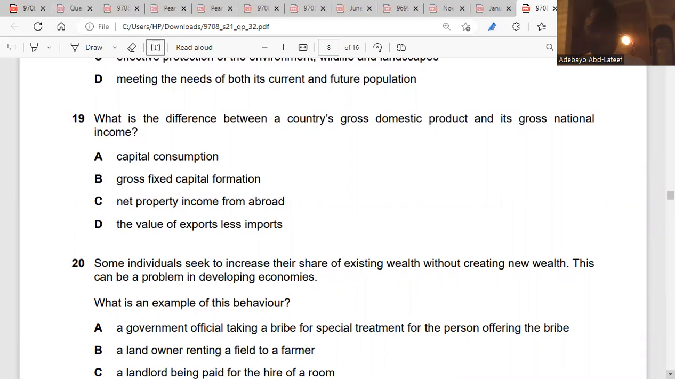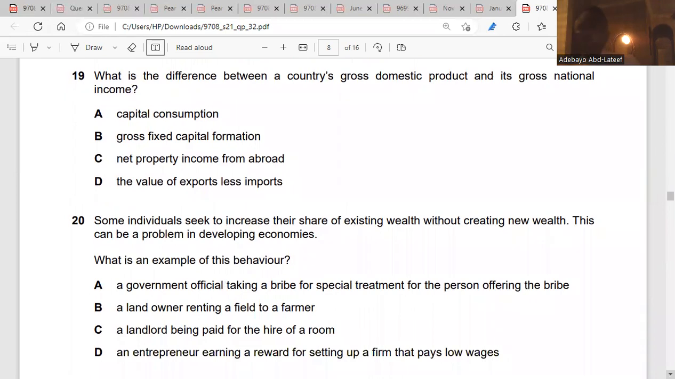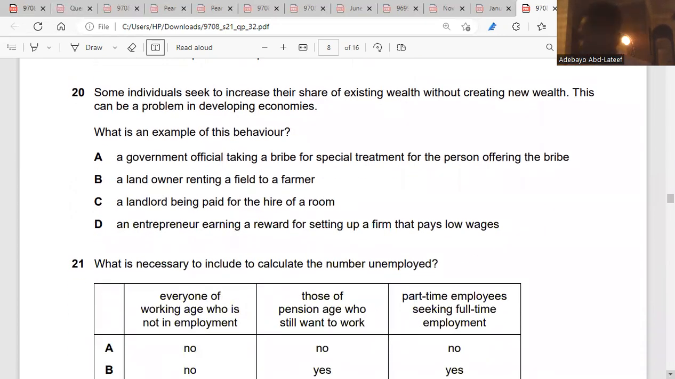So the difference between them is the net property income from abroad. See, clear, right? Not only the net property income from abroad, because you have even the residents here, they have income too. But since they're not talking about in and out, so we take only abroad. Is it clear?